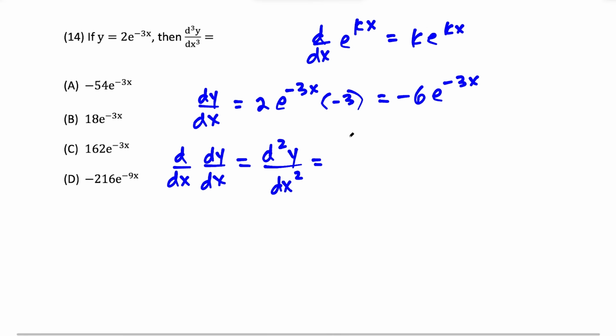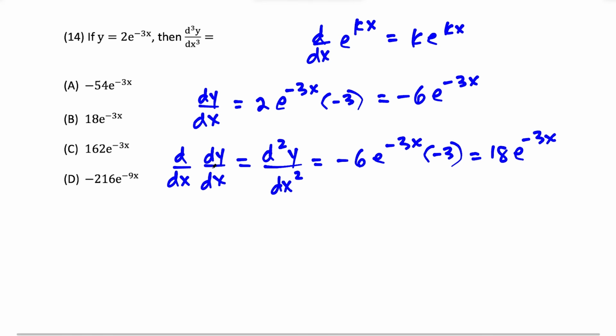So now we're going to move forward here, and we have negative 6e to the minus 3x, but now we multiply by the coefficient of x, or we could just say the derivative of the exponent negative 3x is still negative 3. So we have times negative 3, and now negative 6 times negative 3 is positive 18, and we have e to the minus 3x.